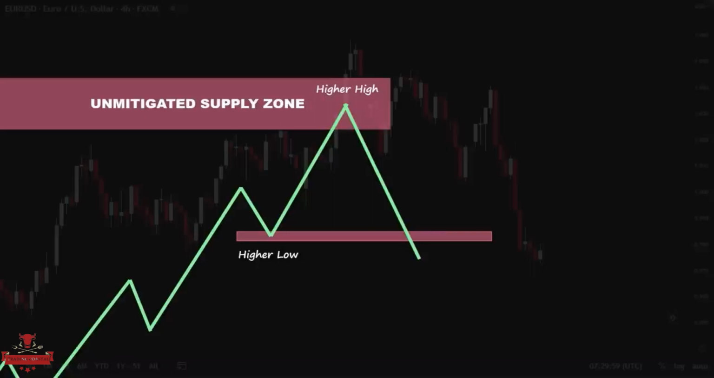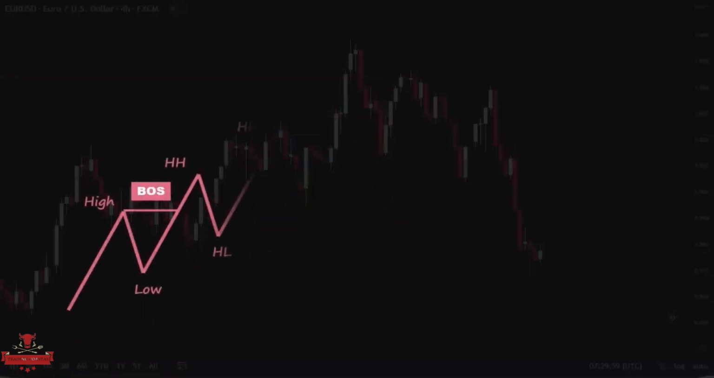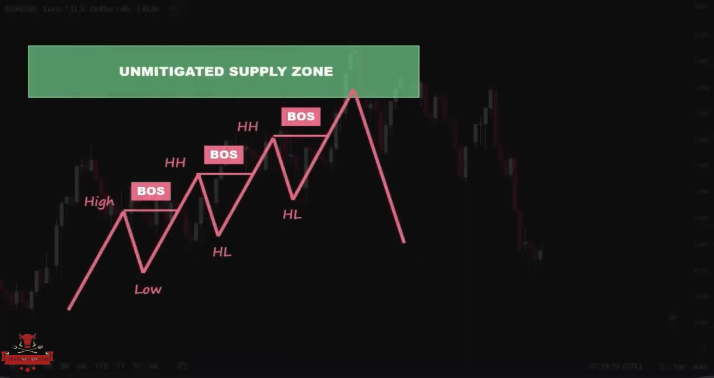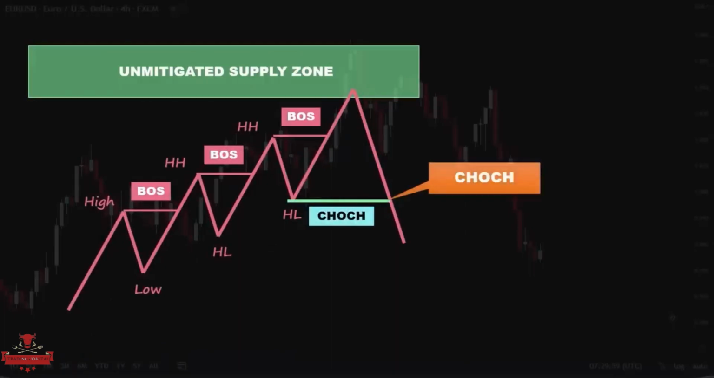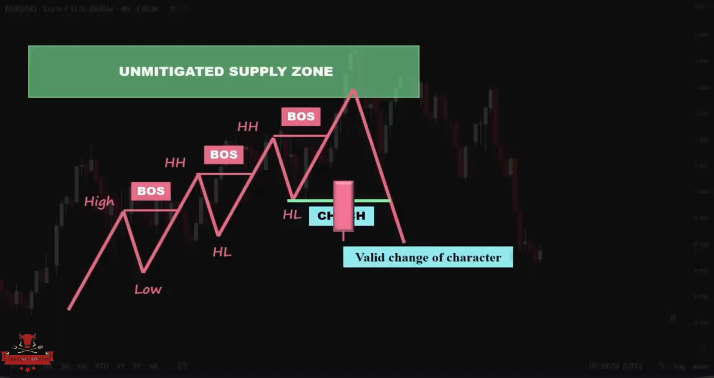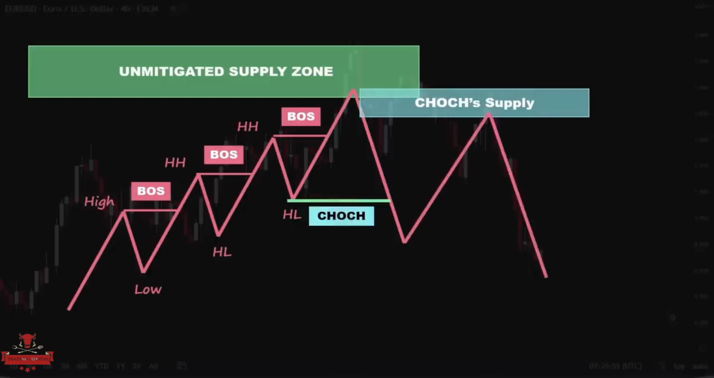For example, we have this bullish market where price makes these series of higher highs and higher lows. As you can see here, price created this change of character after it mitigated the higher time frame supply zone. So the next thing to look for is whether price closed below this higher low by the body of a bearish candle. If our candlestick pattern is valid, then we can assume that price wants to change its direction and the change of character is safe to trade.